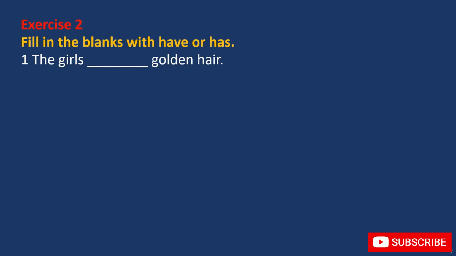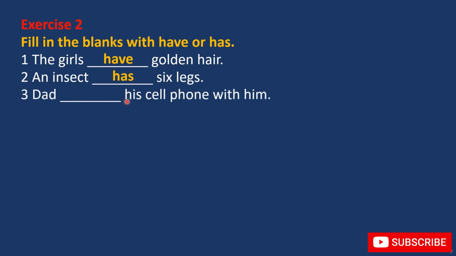Here, the girls a golden hair. Yes, the girls have golden hair. Excellent. An insect, 6 legs. An insect, just one. Has 6 legs. Great. Dad, his cell phone with him. Dad have or Dad has. Singular. So Dad has his cell phone with him. Perfect.